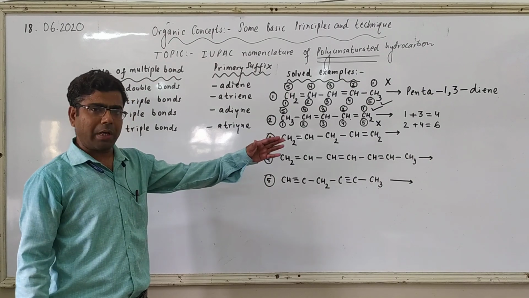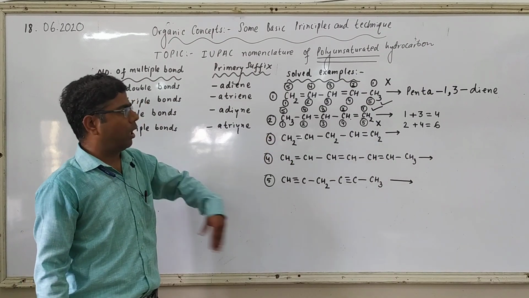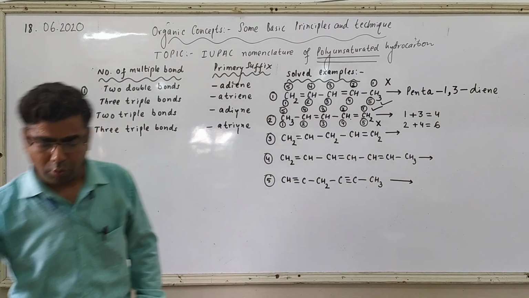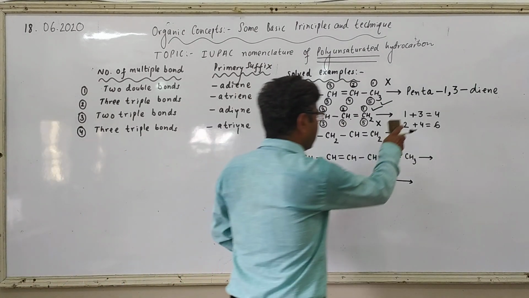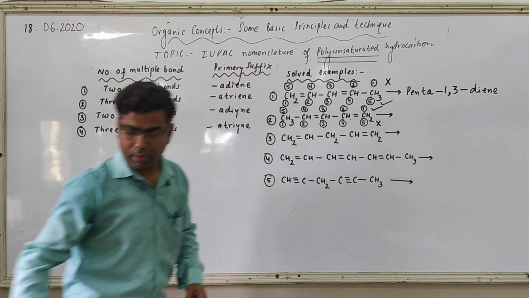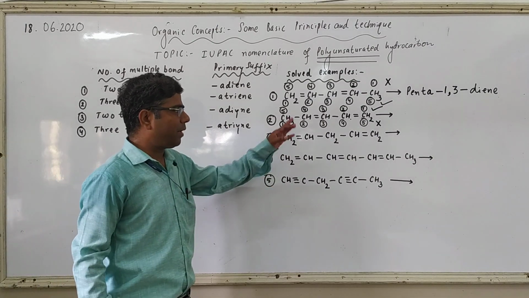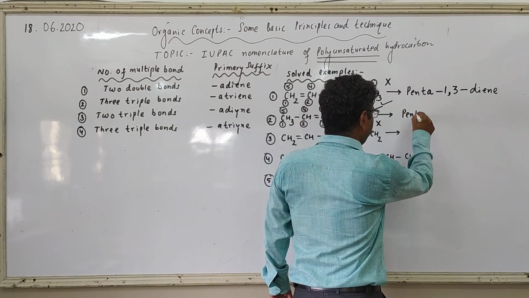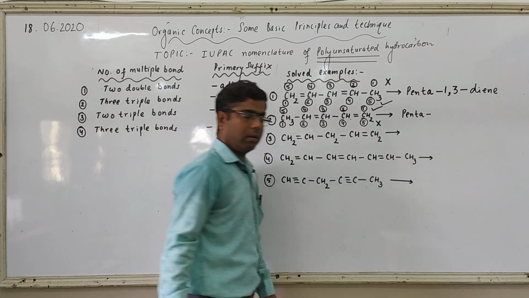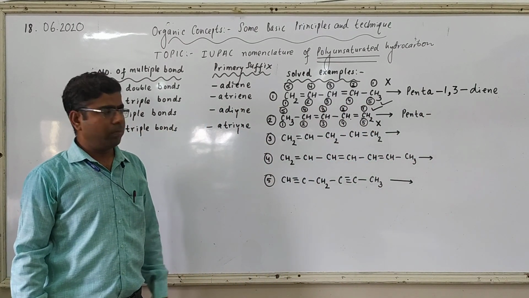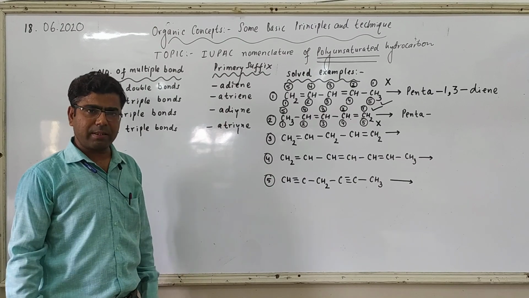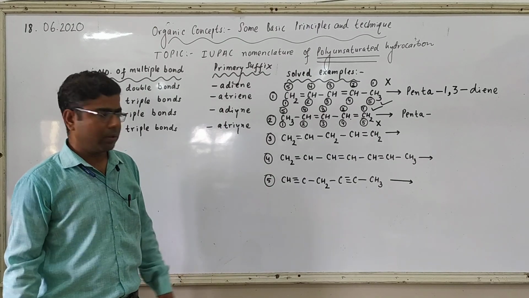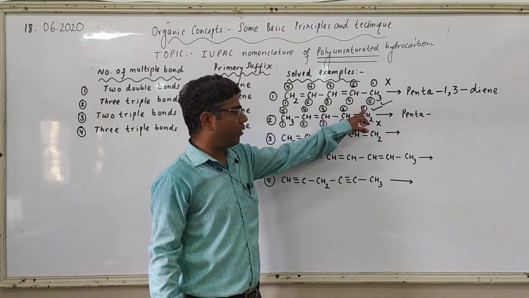So assigning position to carbon atom will be done from right hand side. Now the nomenclature according to right hand side numbering: total 5 carbon atoms. So again, penta will be the word root plus A from primary suffix. Now about the position. First double bond is located between 1 and 2.